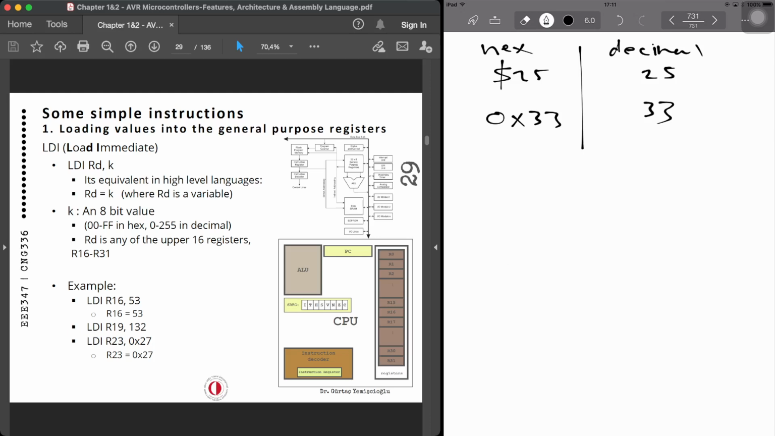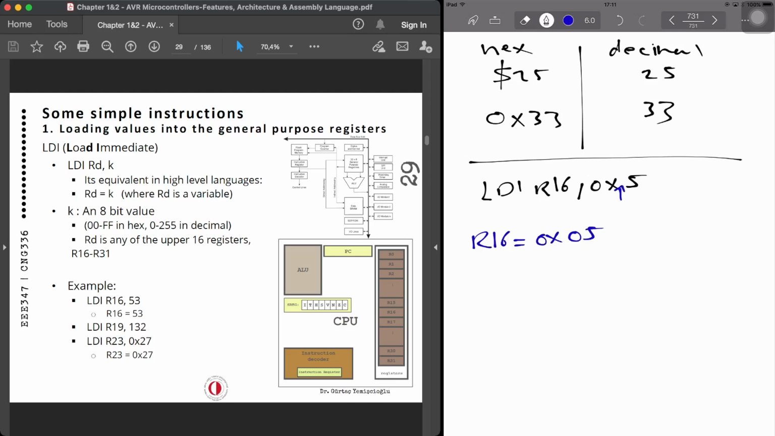Another rule: if the values 0 to F are moved into an 8-bit register, such as GPRs, the rest of the bits are assumed to be all zeros. What do we mean by that? Let's say I have LDI R16, 0 hex 5. Now this is actually R16 equals 0 hex 05. So as we don't have it over there, it doesn't mean that it is just 5, because you have an 8-bit register, you have to fill it. Okay, so R16 is going to be first 4 zeros and then 0101. Okay, so this is how we are representing it inside of the register.